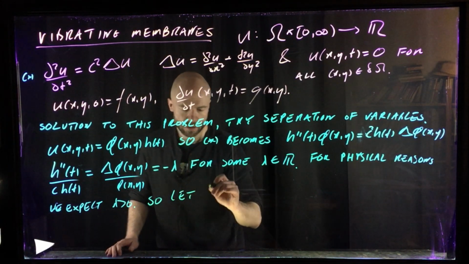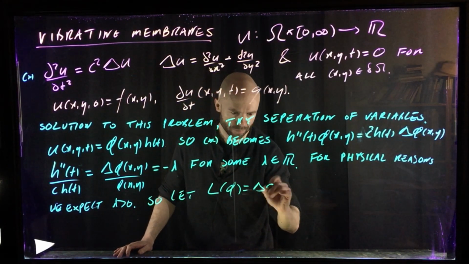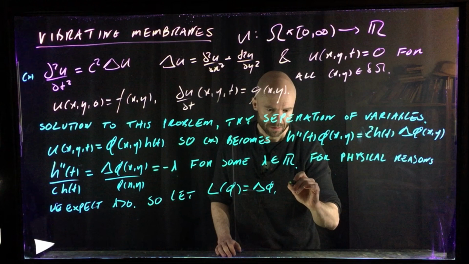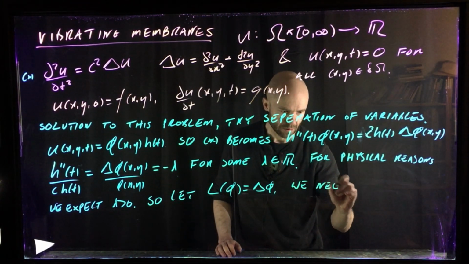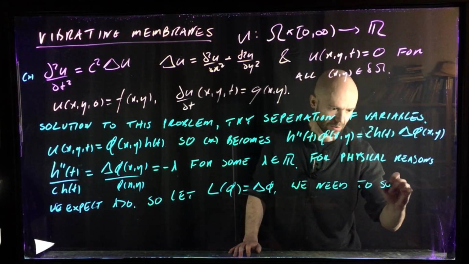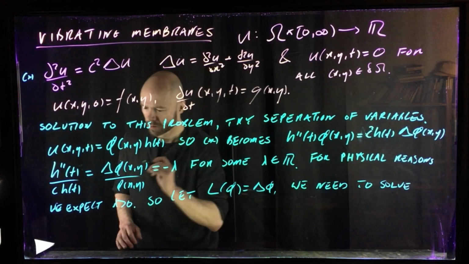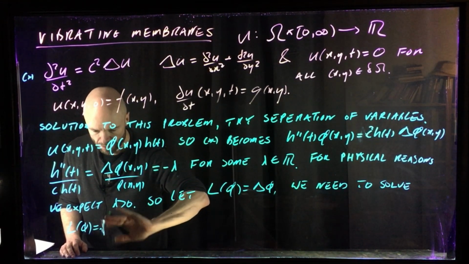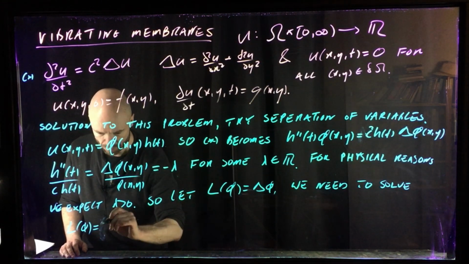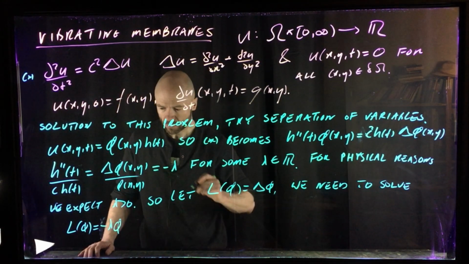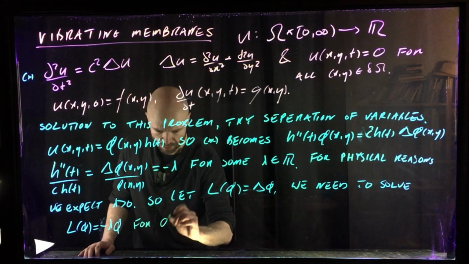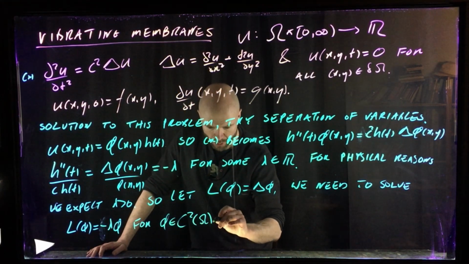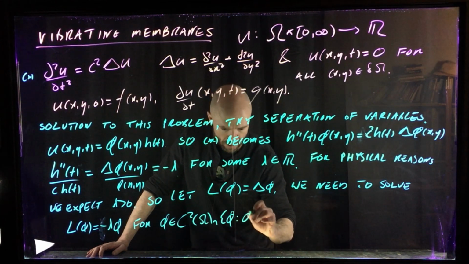So let L of phi be the Laplacian, okay? And what we are looking for is to solve the following thing. L of phi is equal to minus lambda of phi for phi. It needs to be twice differentiable, defined on omega, and we insist that it is 0 on the boundary.